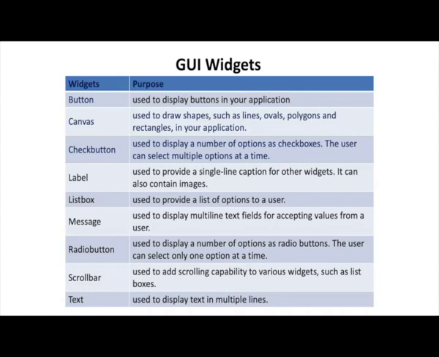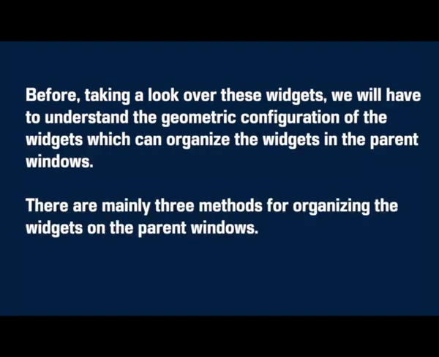First, we have button, which is used to display buttons in your application. Then canvas. Canvas is used to draw shapes such as lines, ovals, polygons, etc. Then we have commonly used widgets such as check button, label, list box, message, radio button, scroll bar, text, as you can see on the screen. We will see examples for some of them. Before taking a look over these widgets, we will have to understand the geometric configuration of the widgets, which can organize the widgets in the parent windows.